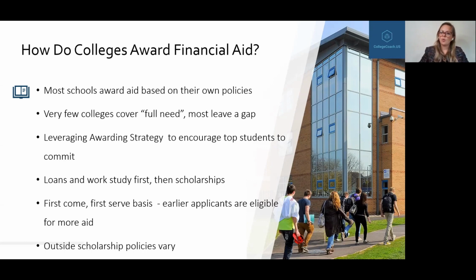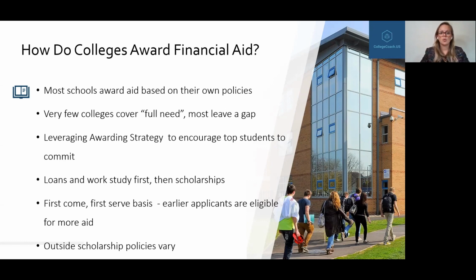Some schools will award merit and free money grants and scholarships first, while others will award loans and work study first, and then see what is left, and then maybe give you a little bit of a scholarship or a little bit of a grant. Totally legal, totally up to the school.